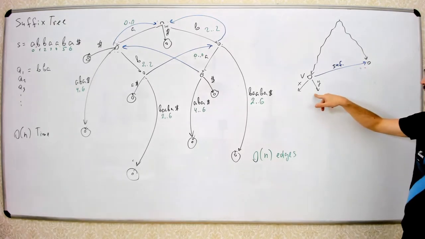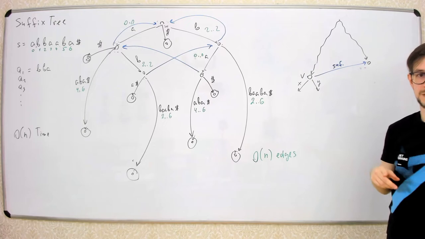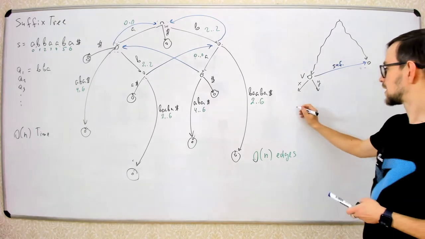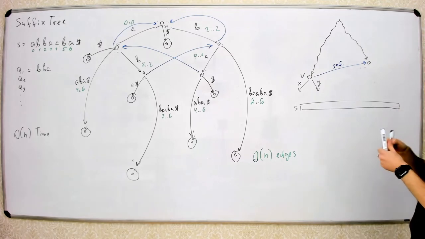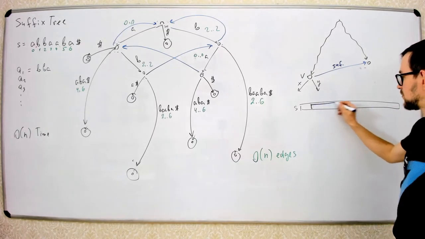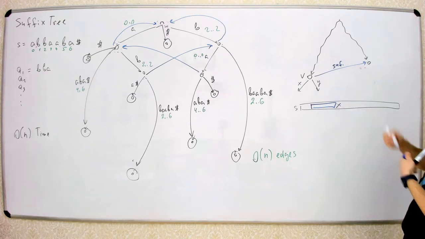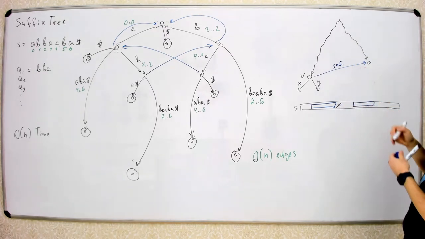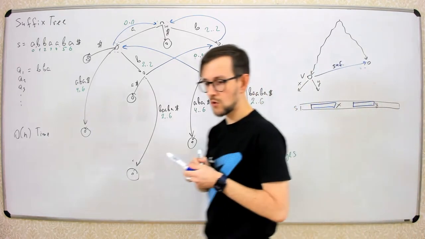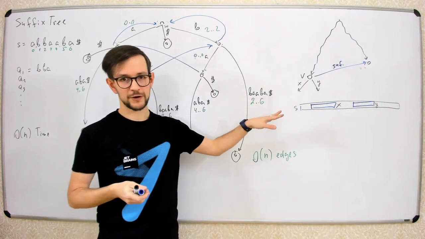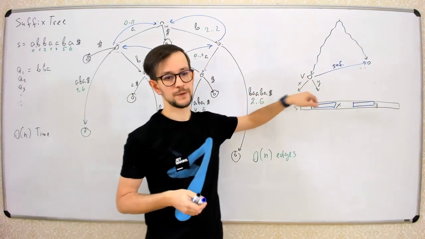What does it mean? It means that both these strings are present in the string S as a substring. So we have the string S. At some point we have string V with character X, and somewhere we have the same string with the character Y. So both these substrings are somewhere in string S, both V plus X and V plus Y.